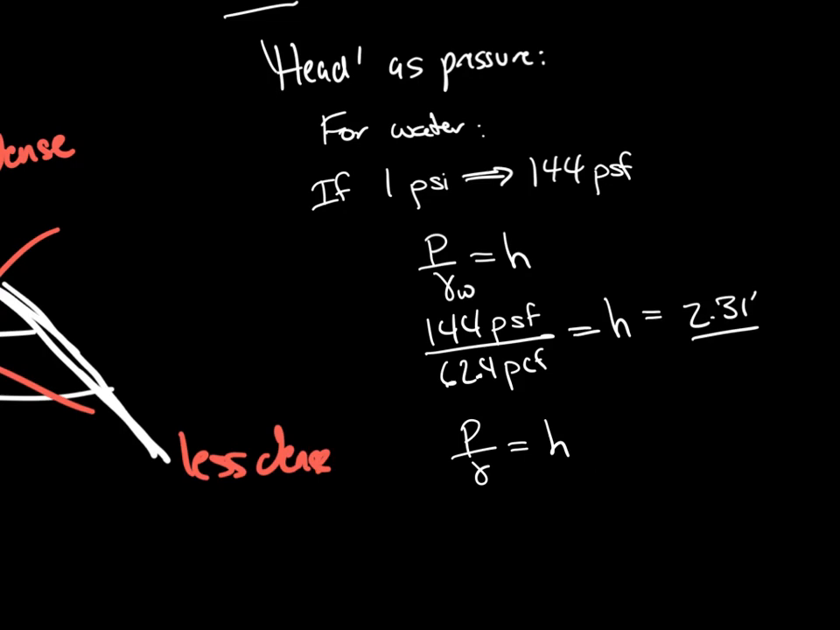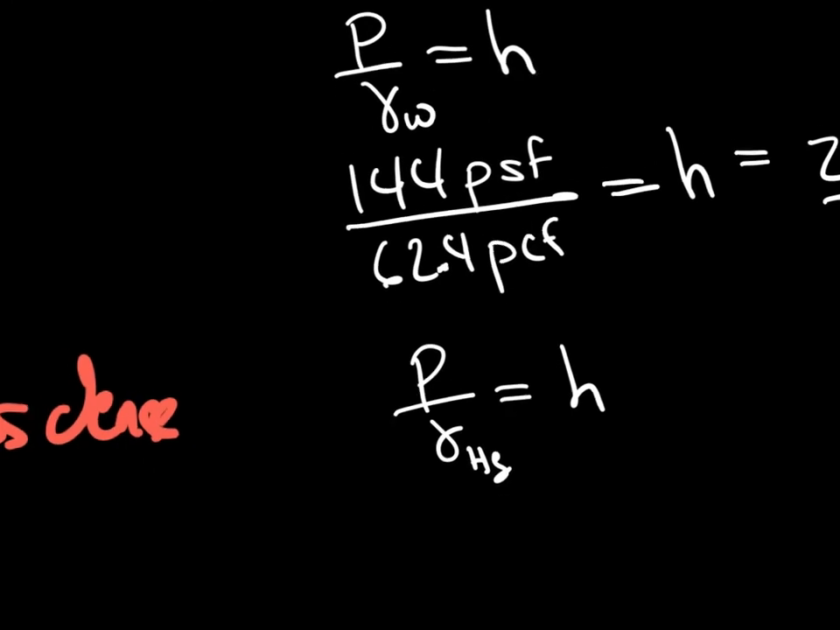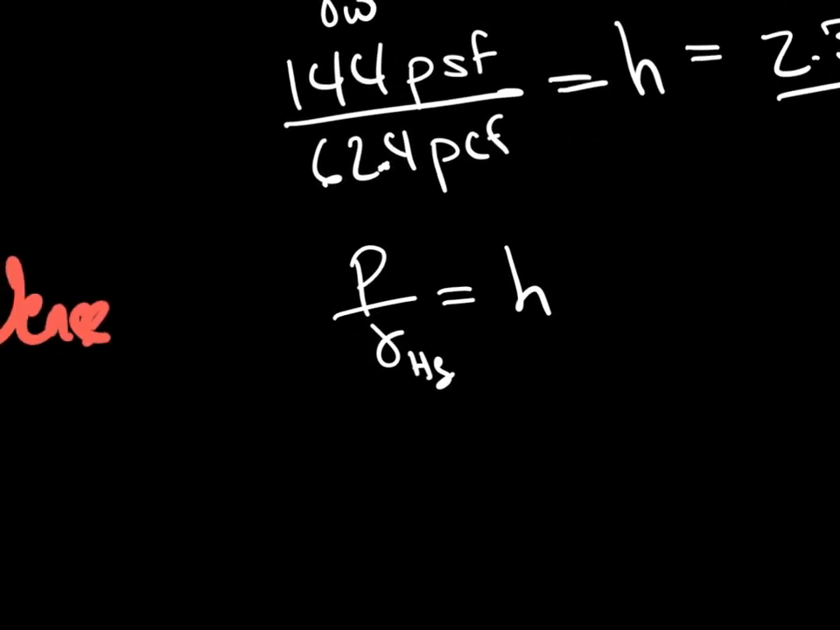This is going to be the gamma of mercury, which is Hg. So what we're going to do here is change this equation to P over, now rather than dealing with the specific weight of mercury, I'm going to deal with the specific gravity of mercury times the gamma of water. This is a substitution we're going to make 10,000 times in this class. So this will be the S of mercury equals H.